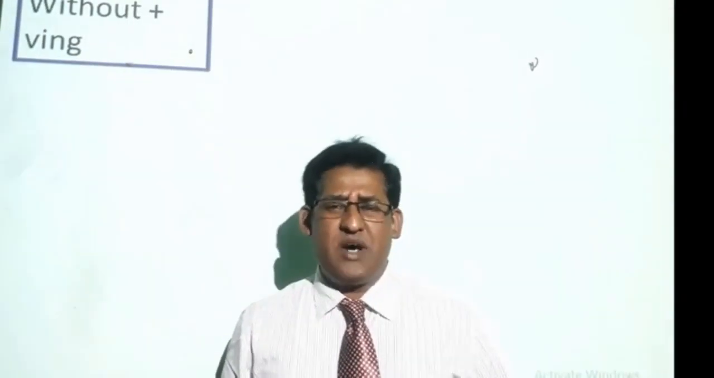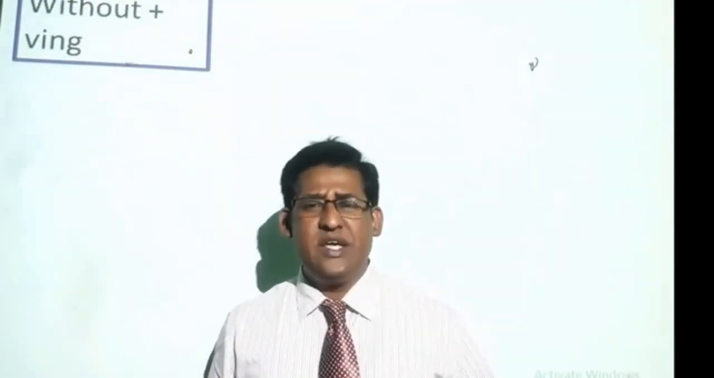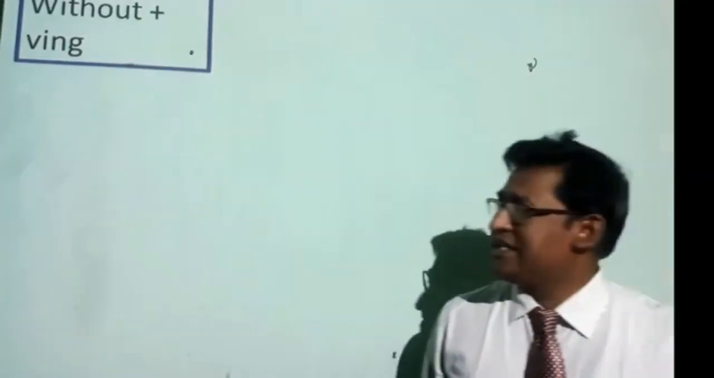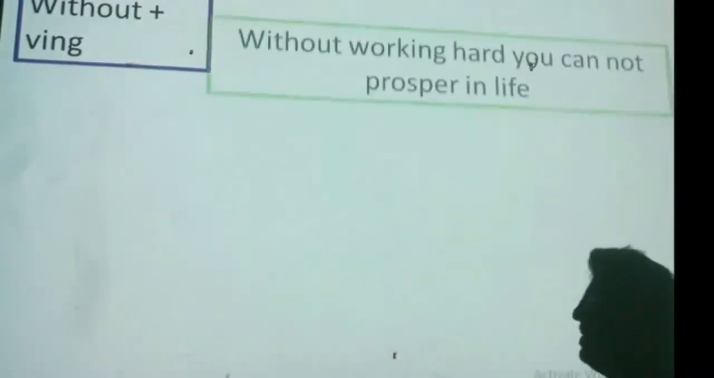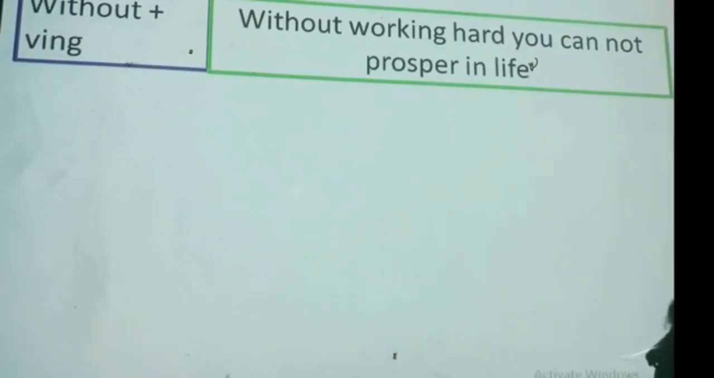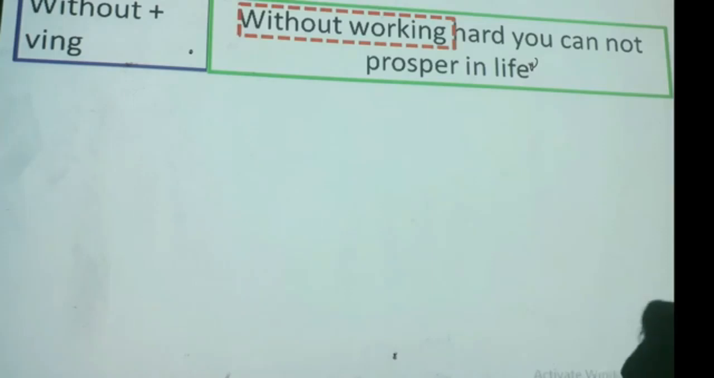Look, another example, "without" plus verb ing. When you see "without" plus verb ing at the beginning of the sentence, then you will see the sentence will be simple sentence. Without working hard, you cannot prosper in life. This sentence is simple sentence because in this sentence, "without" plus verb ing: the verb is work, and after the verb, the ending is ing.